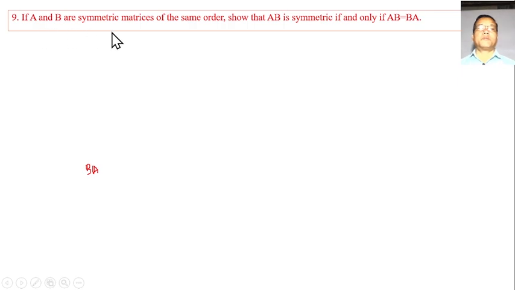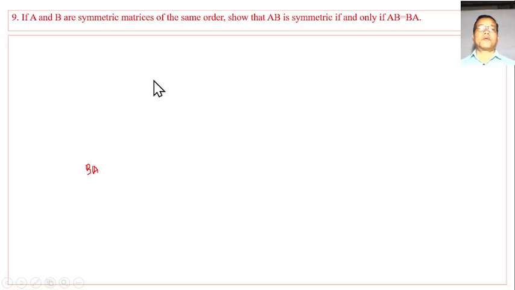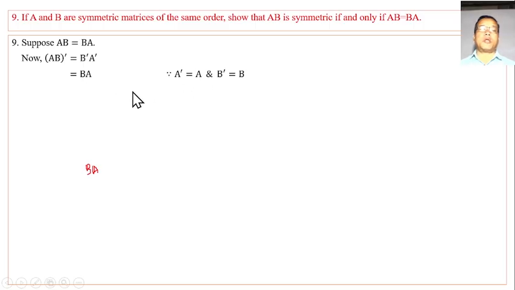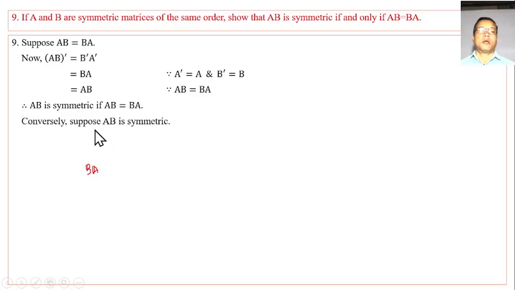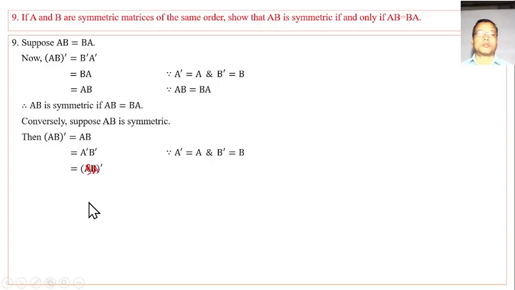If A and B are symmetric matrices of the same order, show that the product A B is symmetric if and only if A B equals B A. Proof: suppose A B equals B A. Then the transpose of A B is B transpose A transpose, which equals B A since A and B are symmetric, and that equals A B. So A B is a symmetric matrix if A B equals B A. Conversely, suppose A B is symmetric, so the transpose of A B equals A B. Then B transpose A transpose equals B A, so A B equals B A. Hence proved.